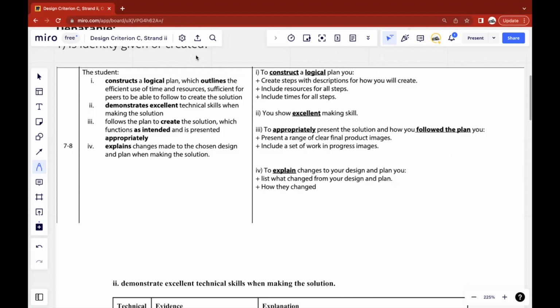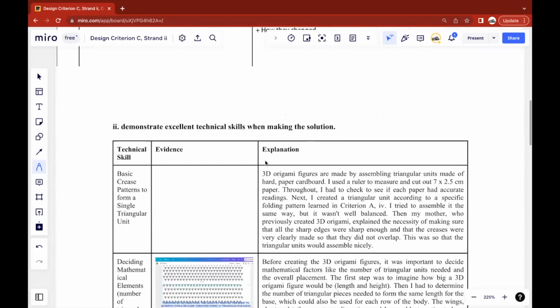So taking a look at the rubrics, it says that the student is required to demonstrate excellent technical skills when making the solution. All it says is that you show excellent making skills, which means soft skills. So there's supposed to be high-level technical skills that are expected of someone at an M5 level. But let's take a look at my report and see what I've done.